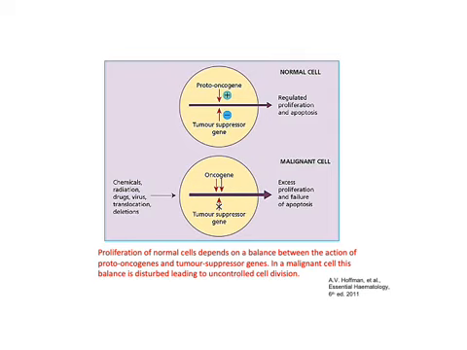Now, proliferation of normal cells depends on a balance between the action of proto-oncogenes and tumor suppressor genes. In malignant cells, this balance is disturbed, leading to uncontrolled cell division. When a proto-oncogene is disturbed, there is a gain in function, resulting in unregulated proliferation. While suppression or mutation of a tumor suppressor gene will lead to failure in apoptosis, causing excessive proliferation and accumulation of neoplastic cells.